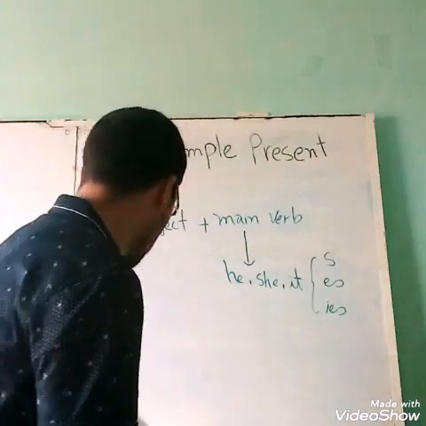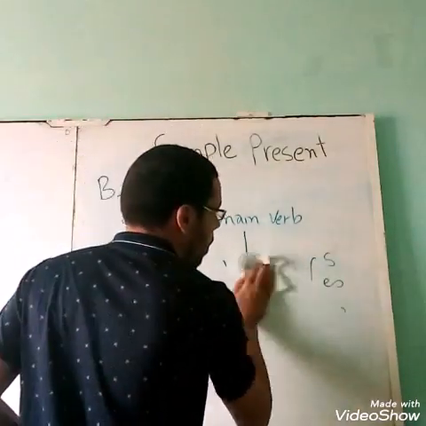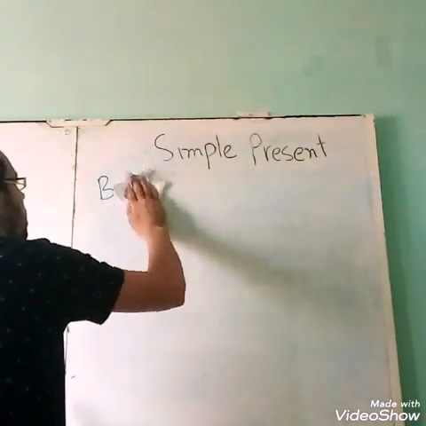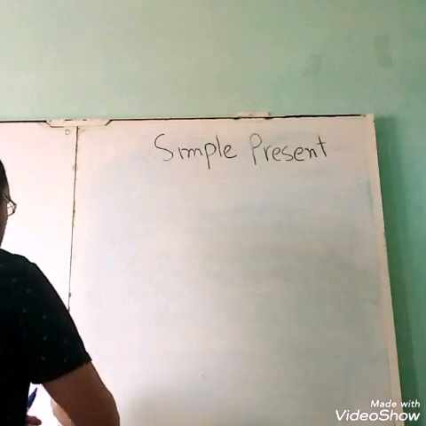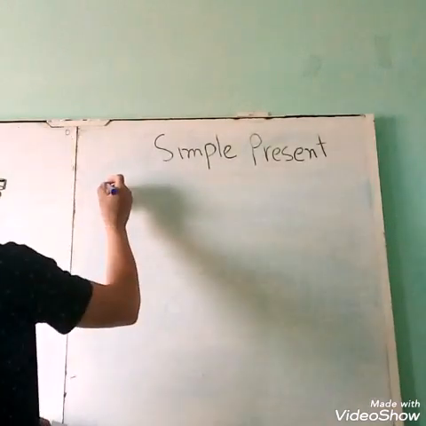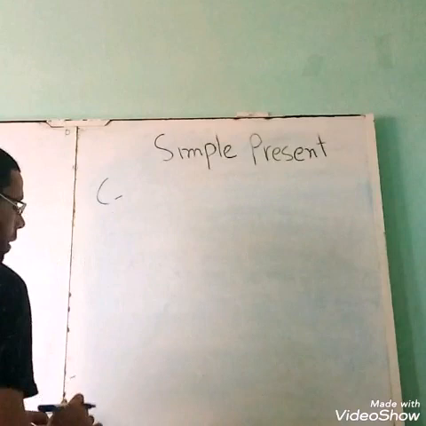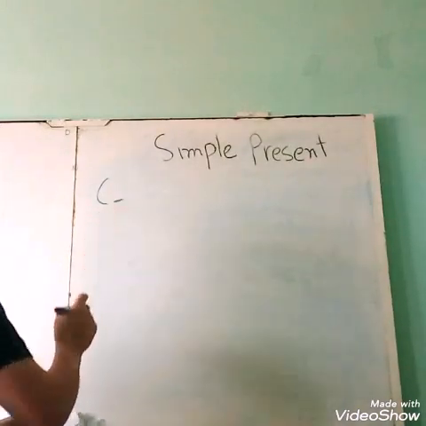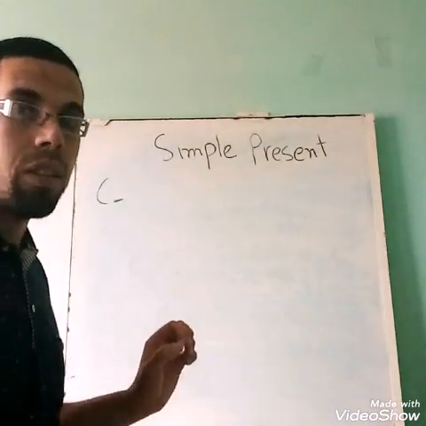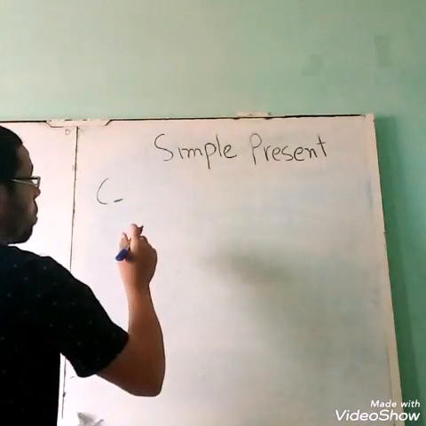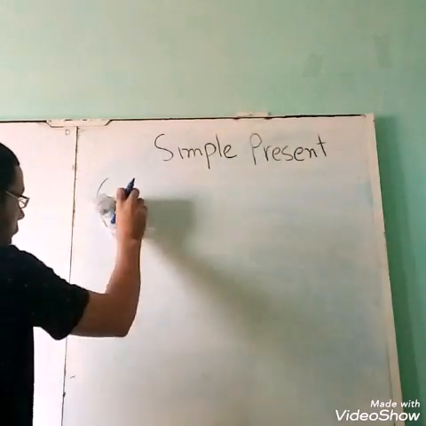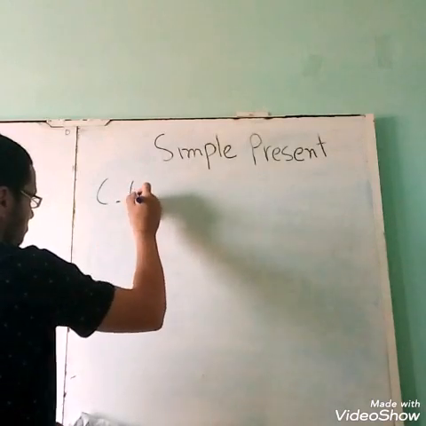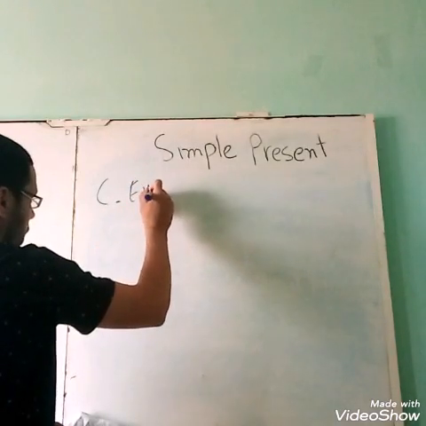Depends on the verb. I hope it's clear. Now the last element is to give an example. The last element C in this lesson is, we have to write C, the last element in this lesson, which is example. To give an example, okay. The last element in this lesson is examples.